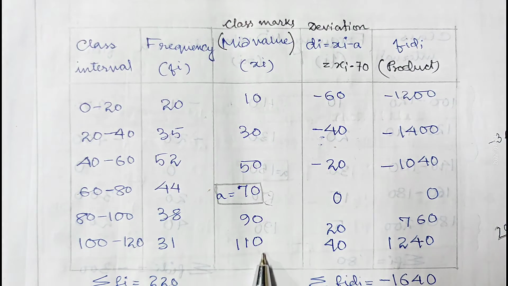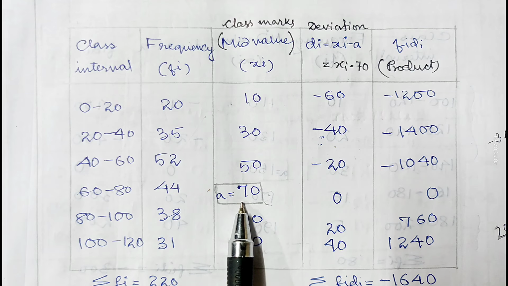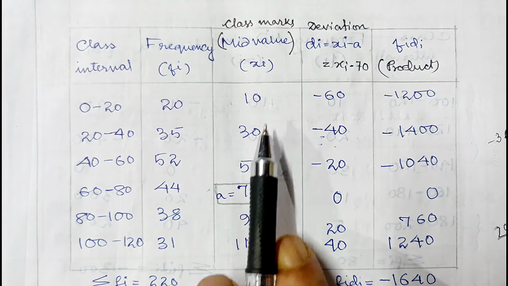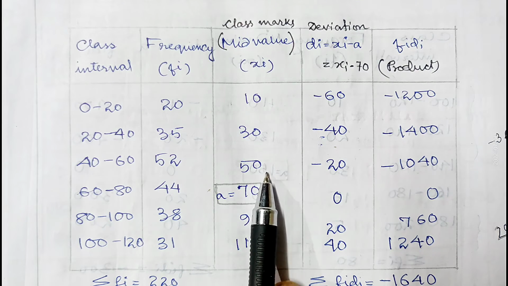From these class marks, any value we can consider as the assumed mean. Suppose here we have considered 70 to be the assumed mean. There is no hard and fast rule that you have to consider 70. If you want, you can take 50, 30, 10, any value will do. But it is always better to consider something from the middle. Either you consider 50 or 70.